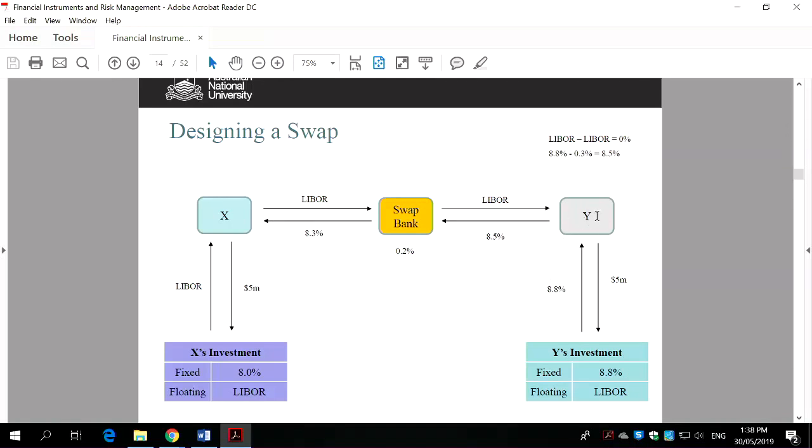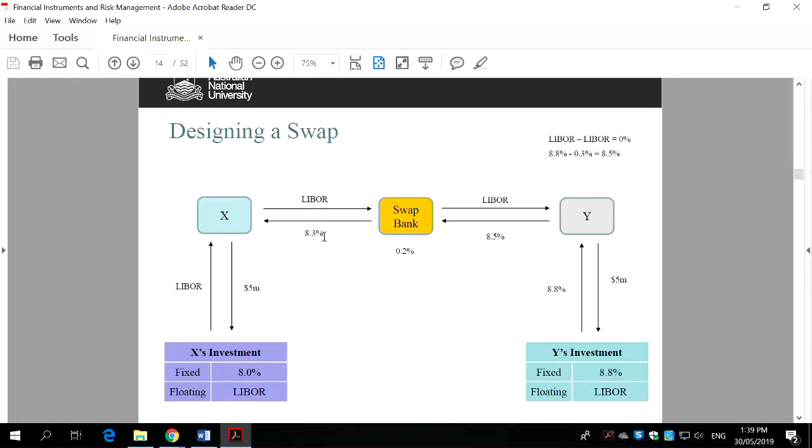Then company Y doesn't need to pay out the full amount, right? Because company Y needs to share 30 basis points gain from the swap. So we deduct 30 basis points from 8.8. Company Y pays 8.5 to the swap bank, and then the swap bank takes a 20 basis point cut and passes the remaining to company X. So basically, the LIBOR just cancels out.